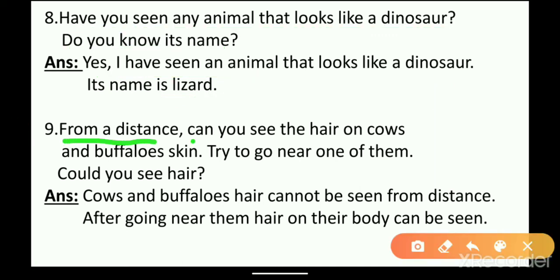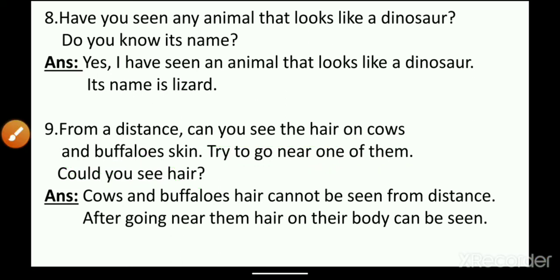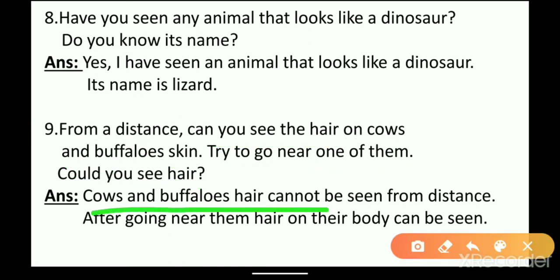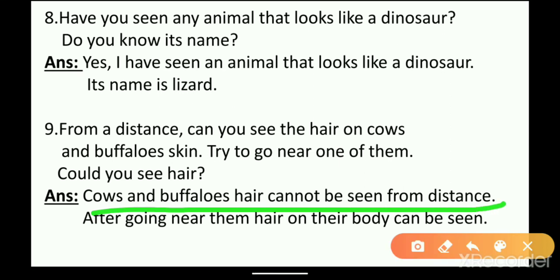From a distance, can you see the hair on cows' and buffaloes' skin? Try to go near one of them. Could you see hair? If you can't see, just go near them and see. Cows' and buffaloes' hair cannot be seen from a distance. After going near them, hair on their body can be seen.